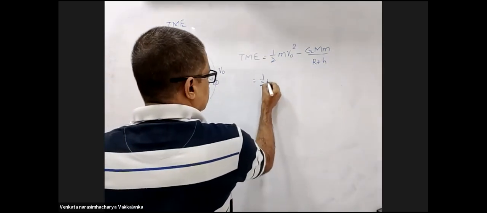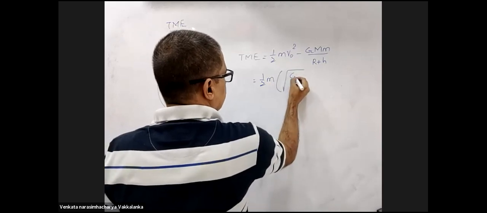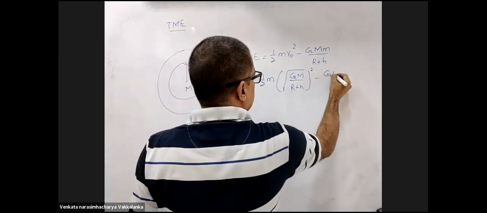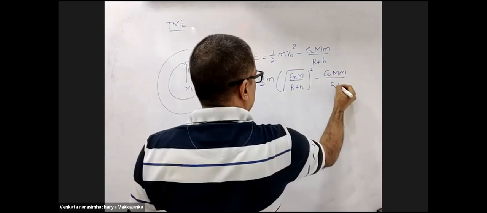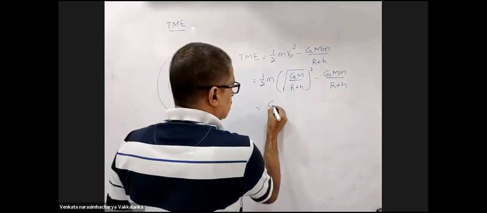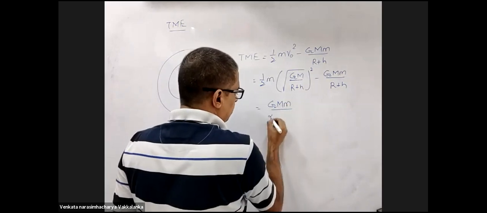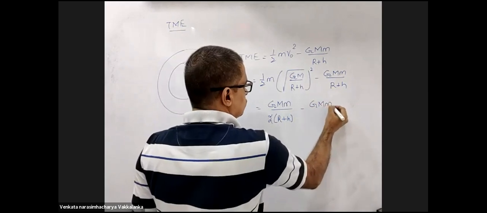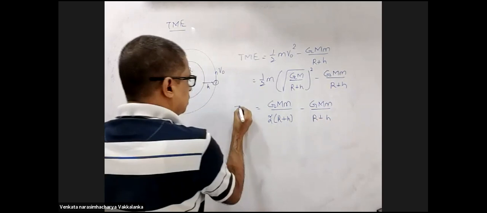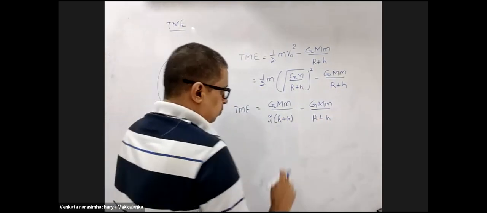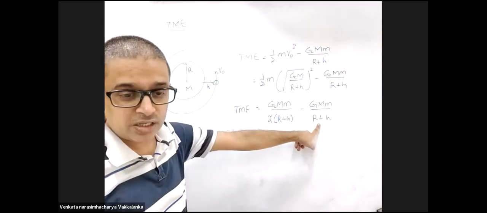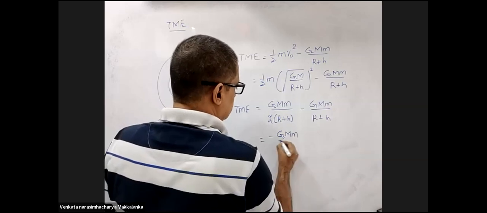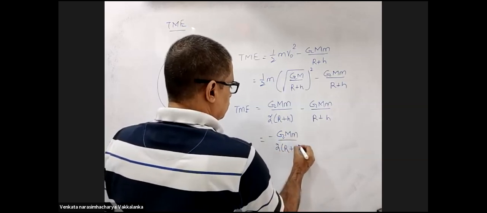What is the orbital velocity? Root over of G capital M by R plus H, whole squared, minus G capital M small m by R plus H. This turns out to be G capital M small m by 2 times R plus H minus G capital M small m by R plus H. Remember this. This is the expression for kinetic energy. This is the expression for potential energy. Total is minus G capital M small m by 2 times R plus H.